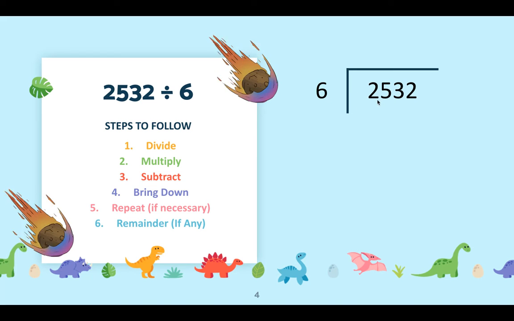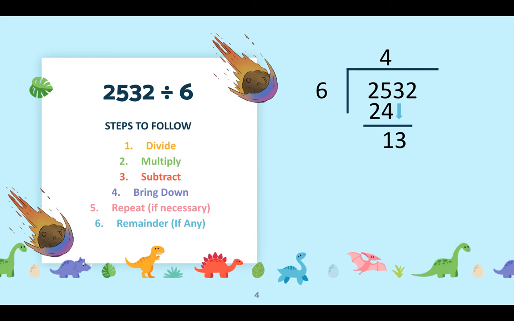So 25 can be divided by 6 evenly 4 times. We multiply now 6 by 4 to get 24. Now we subtract. So subtracting 25 by 24 should give us an answer of exactly 1. Now we do step 4, which is to bring down the number that follows. So we're going to bring down the 3, and that should give us 13.